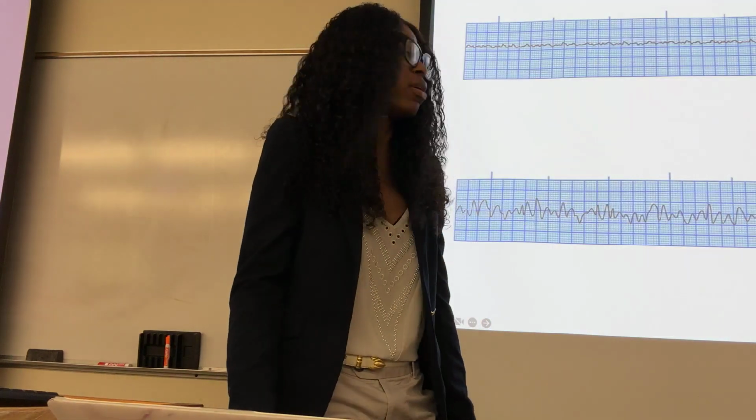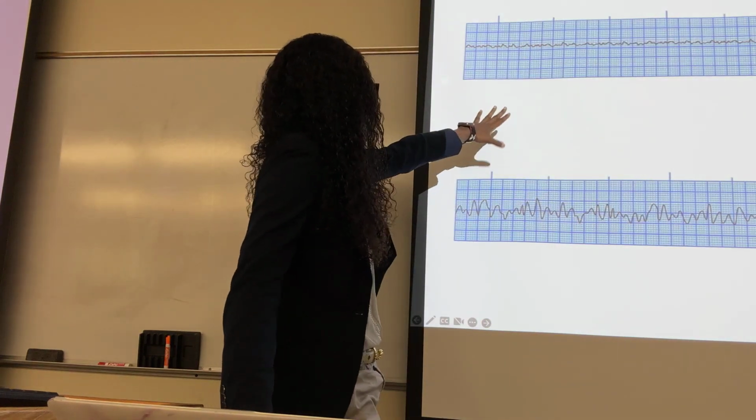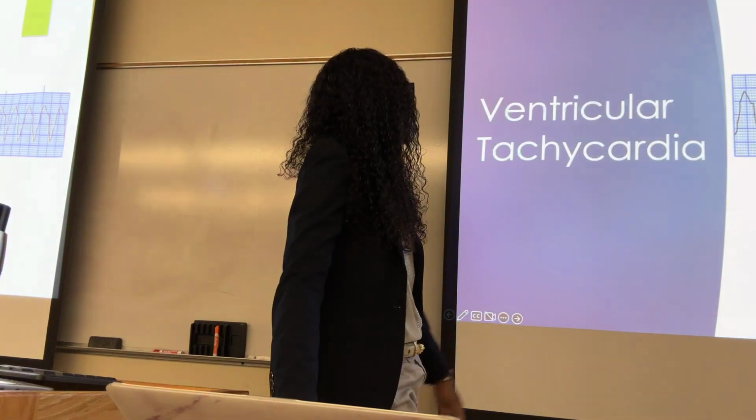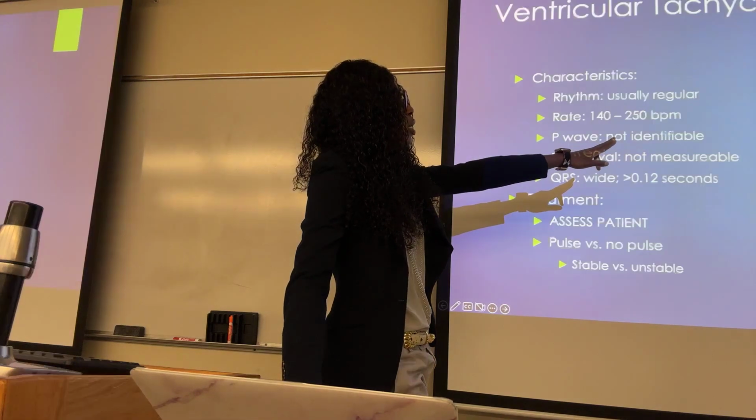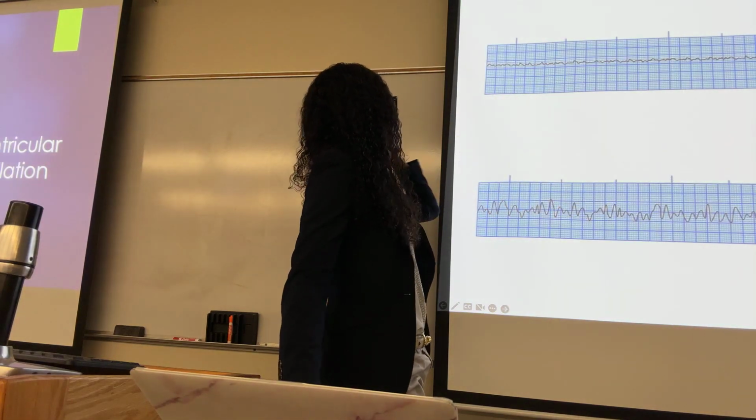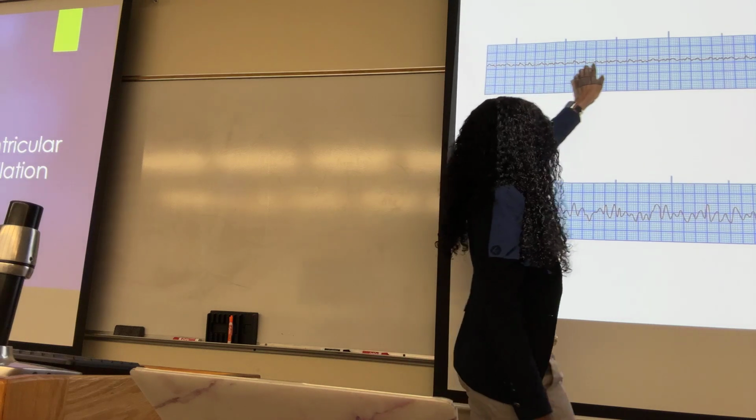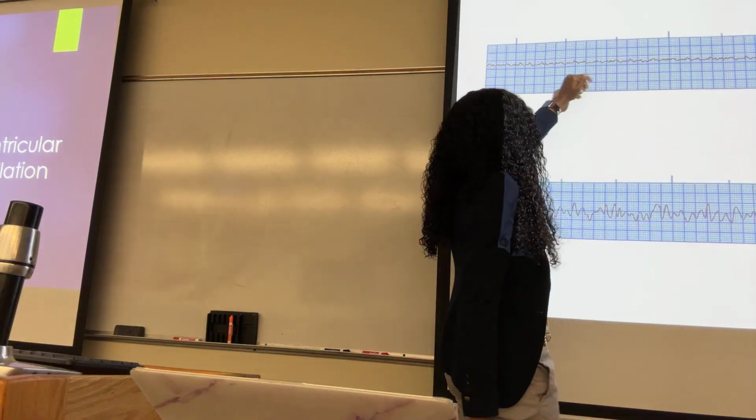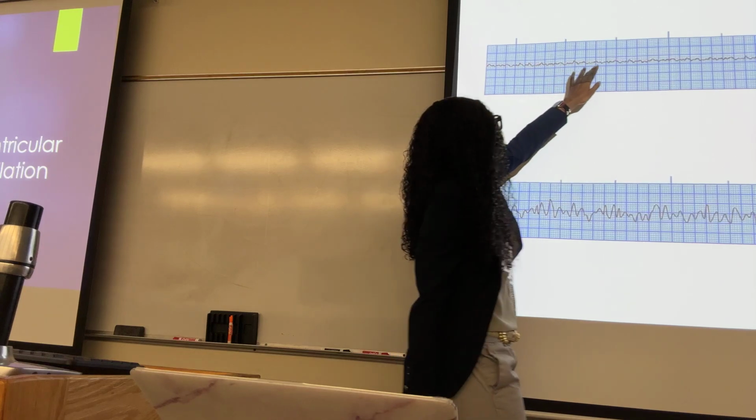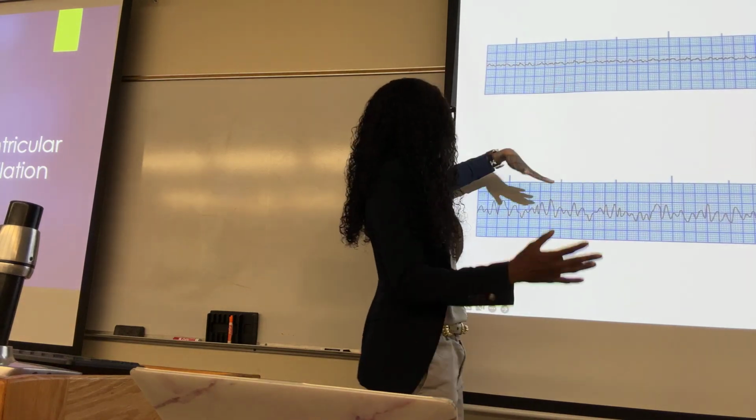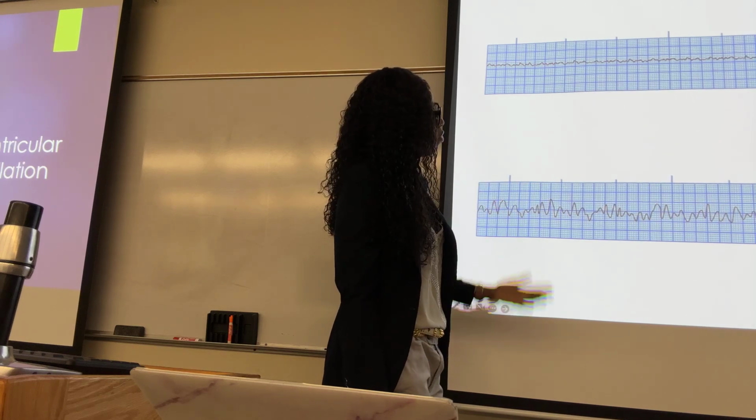What is VFib? This is VFib. So you can see how this is different from here, right? We mentioned how if we put a line through here, it's not going to hit every line. There's too much happening that's not even, not equal. So that's how you can identify VFib.